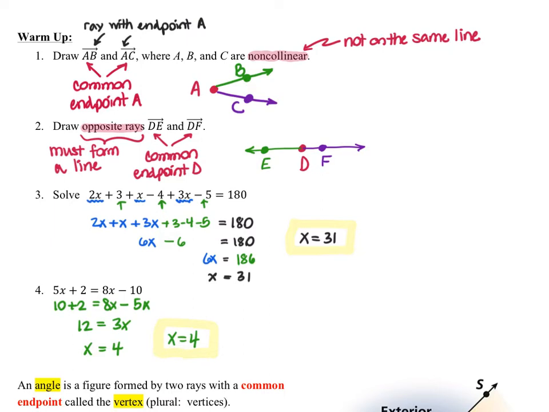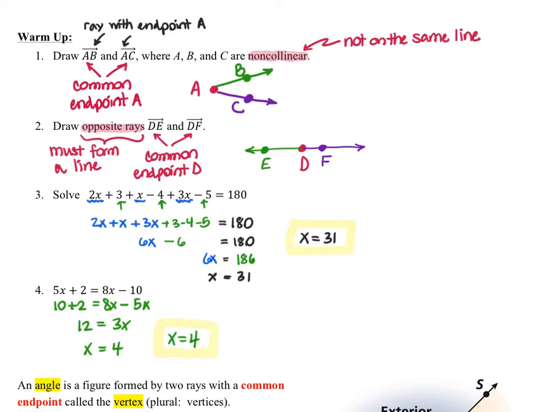In number 2, we want to draw opposite rays. Remember, opposite rays must form a line, DE, ray DE, and ray DF. Notice the common endpoint D, so that point D is going to be between points E and F. Again, opposite rays, that was a new term we learned in the previous lesson.